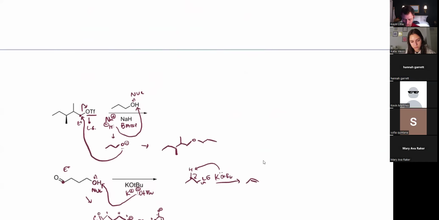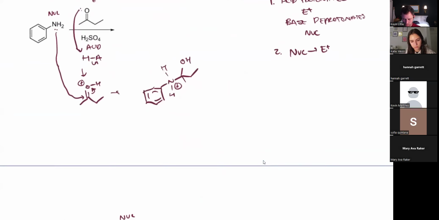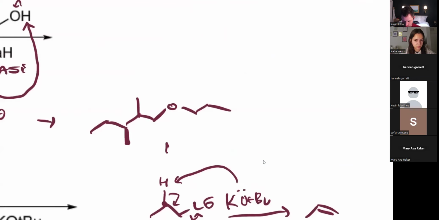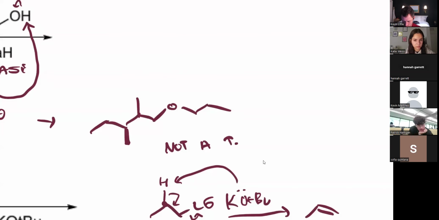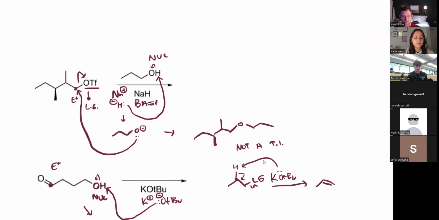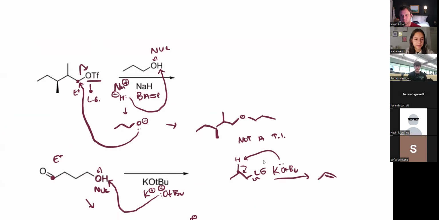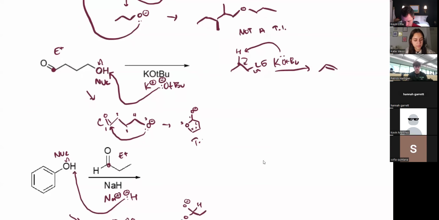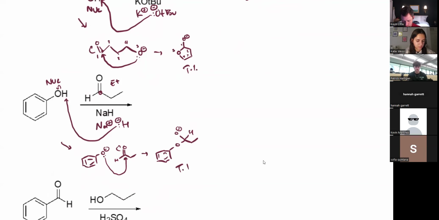I would also know whether or not something is a tetrahedral intermediate. So if it adds into a carbonyl, that is a tetrahedral intermediate, right? This is a TI. This is not a TI. Why? It didn't add into a carbonyl, right? So tetrahedral intermediates only happen like this. This is a tetrahedral intermediate because I added into a carbonyl.